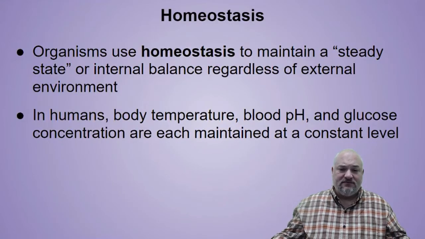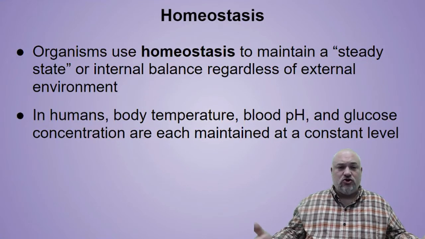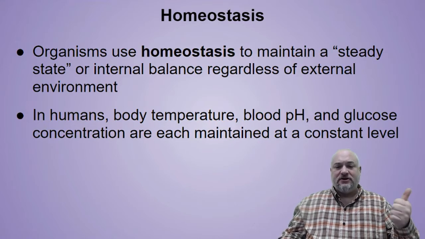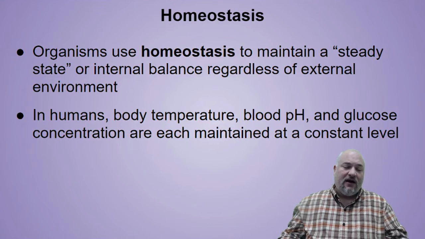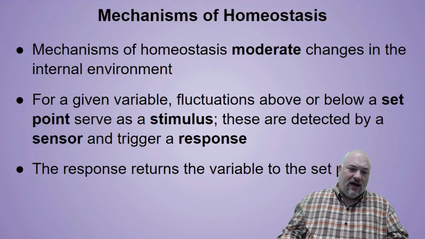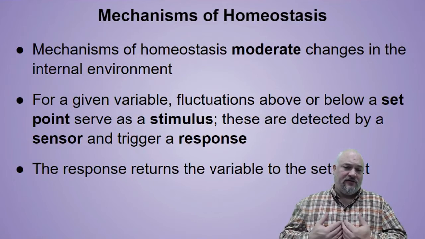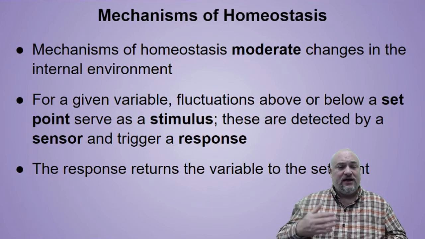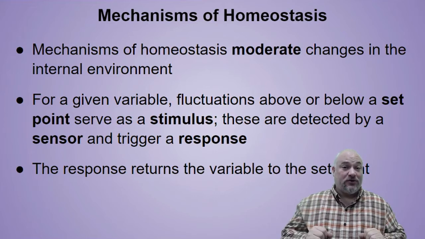Now, the term homeostasis means steady state or internal balance regardless of the external environment. Take humans, for example: body temperature, blood pH, glucose concentration, and a whole bunch of other things are each maintained at a relatively constant level. In order to do that, we've got to have mechanisms that help to moderate the changes in our internal environment. Because the external environment is going to try to push us hotter, push us colder, whatever, and we have to work against that to keep ourselves in that narrow band where everything works properly.